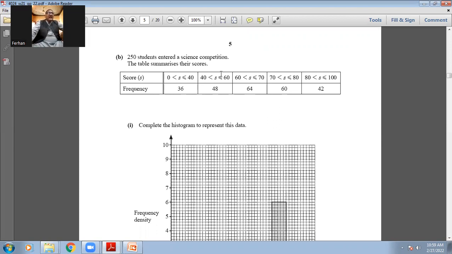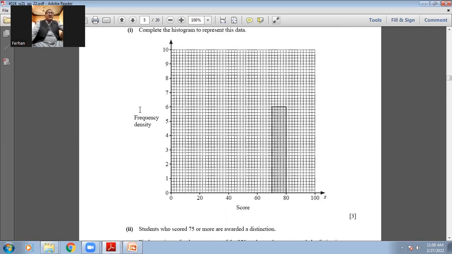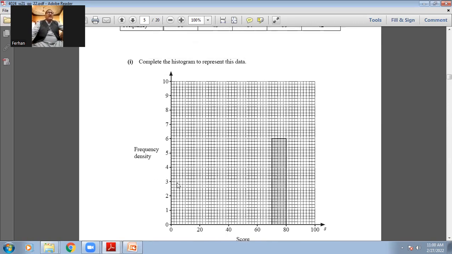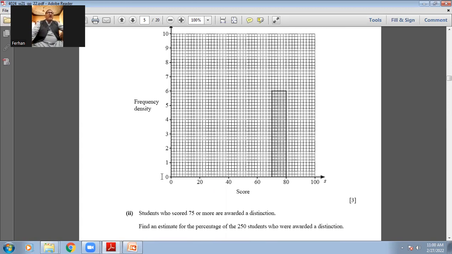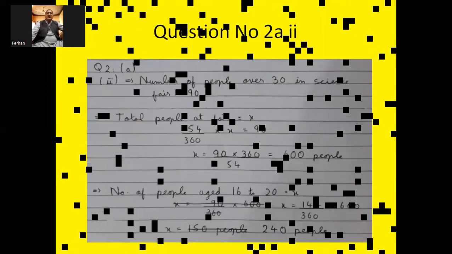For example, here the class width is 20. So 48 divided by 20 will give you the frequency density of this class. Here the class width is 10. Its frequency is 64. So 64 divided by 10 will give you the frequency density of this class. So this is how you find the frequency density, and then on the x-axis you can see the scores are showing, and on the y-axis the frequency density is showing, and very simply we can draw this histogram. It's a 3-mark question, and it's a very easy question.